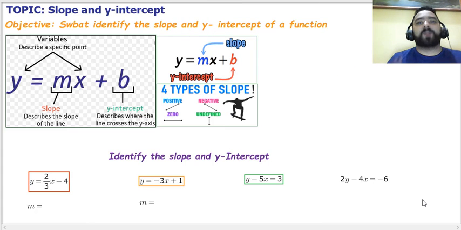Today I'm going to explain slope and y-intercept. Slope and y-intercept we are going to identify in linear functions. So today basically you're going to learn how to identify the slope and the y-intercept in a specific linear function. And some functions we are going to isolate, so we are going to use the inverse operation.